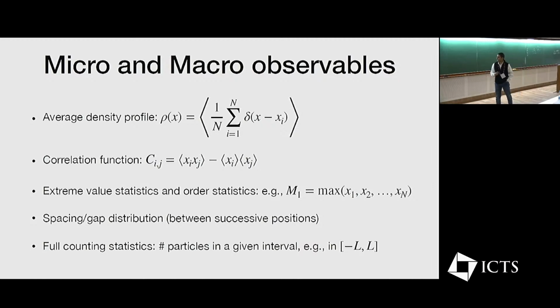People are interested in gap statistics. So again, you can ask what is the distribution of the gap between, let's say, the kth and the (k+1)th particle, and full counting statistics. So it's basically the statistics of the number of particles in a given region. And you can take this region for simplicity to be minus L to plus L, but you can generalize to anything.